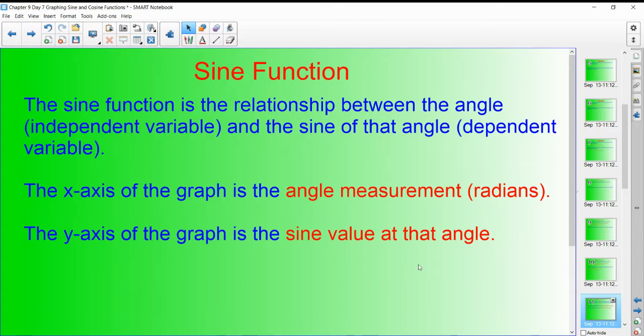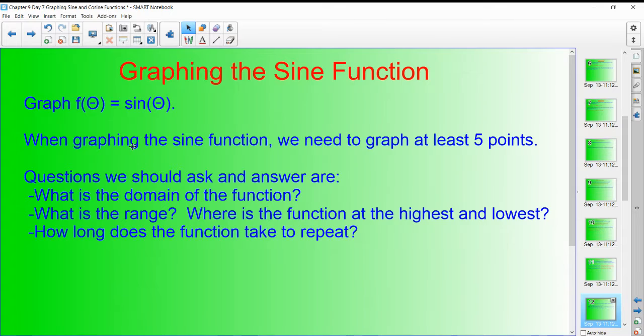Now you're going to need graph paper for this. We're going to have to be careful with how we scale our axes. So to graph the sine function, I like to say we need 5 points. Okay, we need to make one full cycle. We need to ask ourselves, what's the domain? What's the range? How high does it go? How low does it go? What are important points? And how long does it take the function to repeat or to go around the circle once?